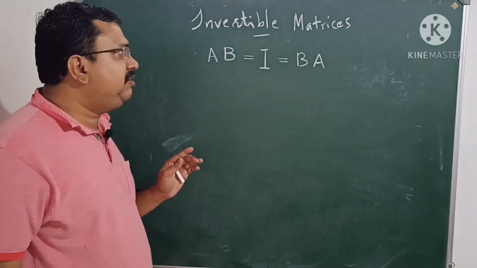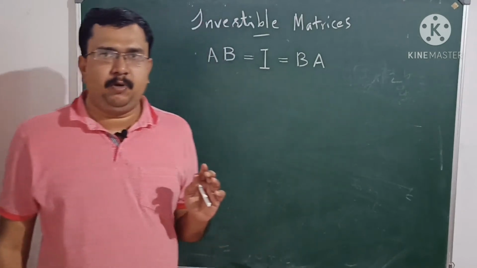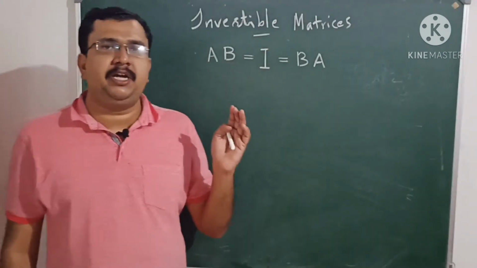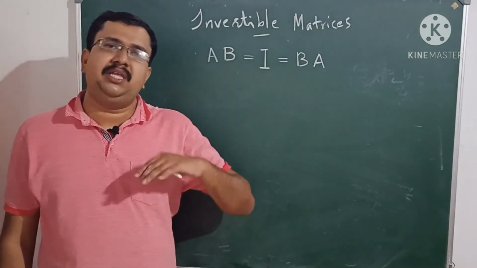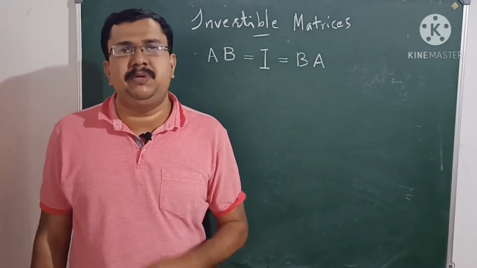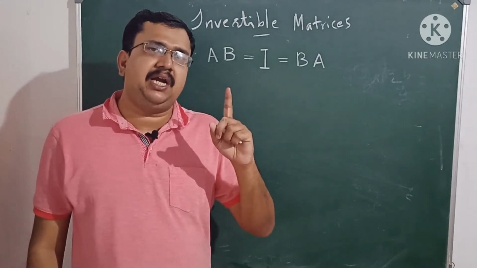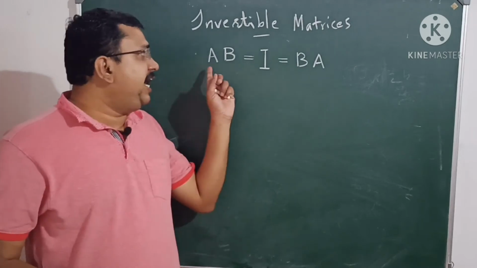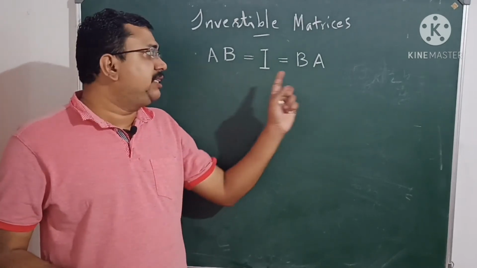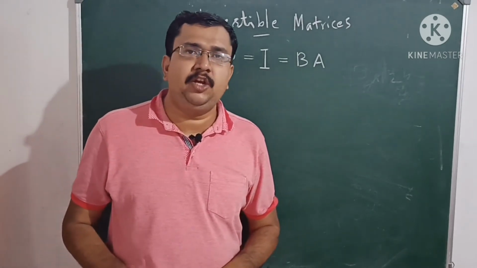Okay, what is an invertible matrix? Let us suppose that A is a square matrix, then we can find out the inverse of A. Suppose that it is B. Then there is only one condition. What is that? A into B will become I. That is equal to B into A.